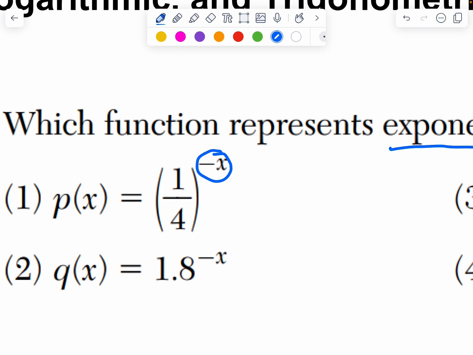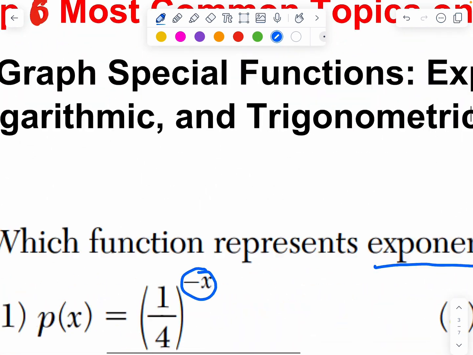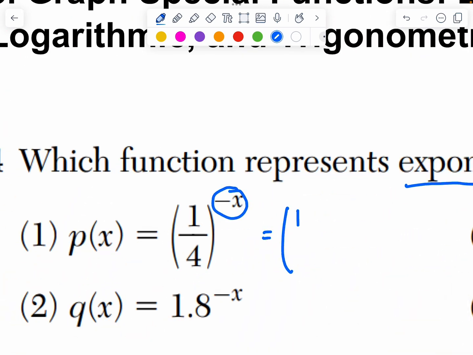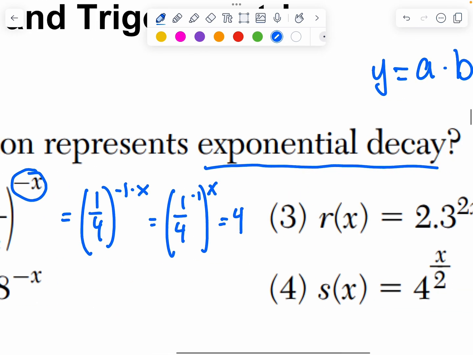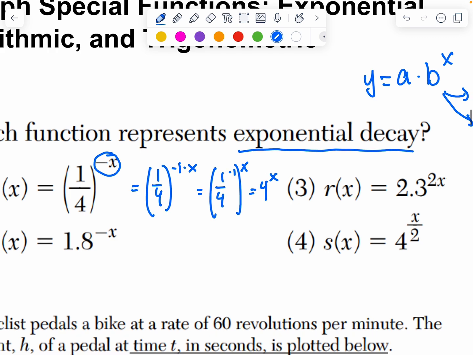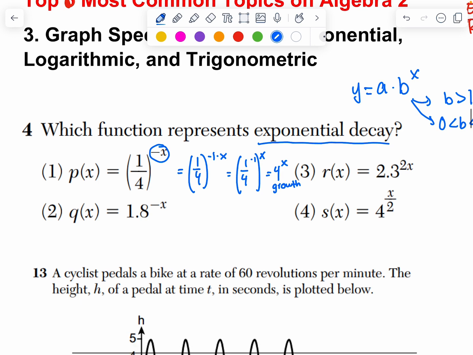So if I were to split up the exponents, instead of having negative x, think of it as negative 1 times x, and apply that negative 1 to the 1/4, that 1/4 becomes a 4. And so 1/4 to the negative x power is actually the same as 4 to the x power, which is the growth picture. So although it looks like it could potentially be exponential decay, it's not.